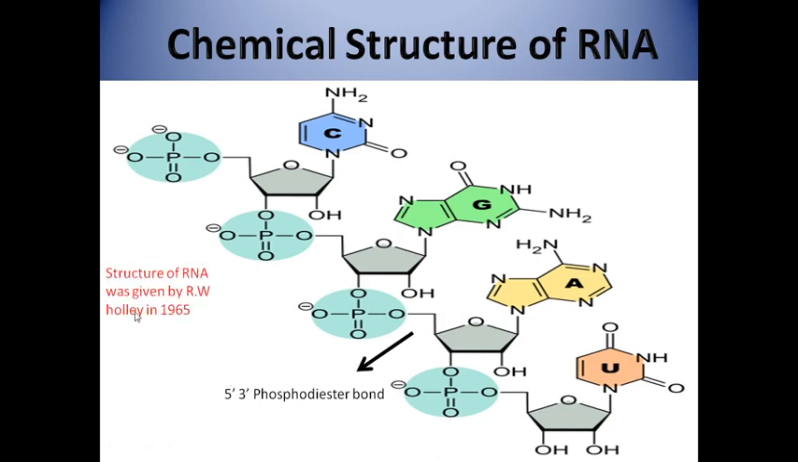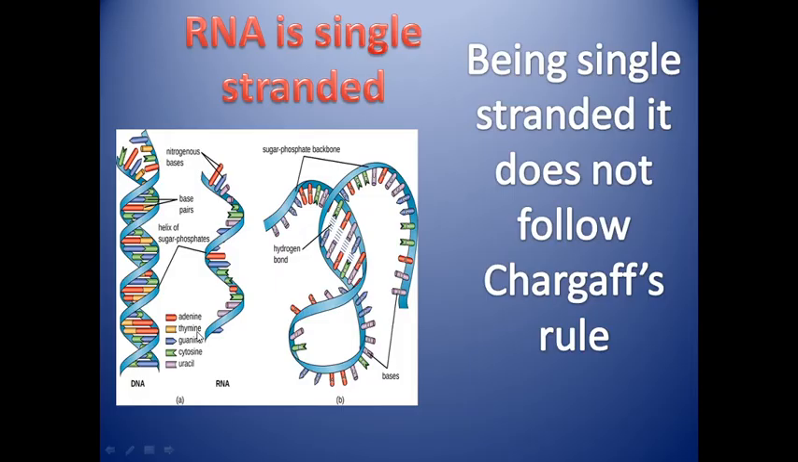And this structure, as I've already told, was given by R.W. Holley in 1965. Another important thing about RNA is that it is single-stranded. In most organisms it's found in single-stranded form, except in some viruses. For example, in rotaviruses we have double-stranded RNA. Leave that, those are exceptions, but it is just a single-stranded RNA.